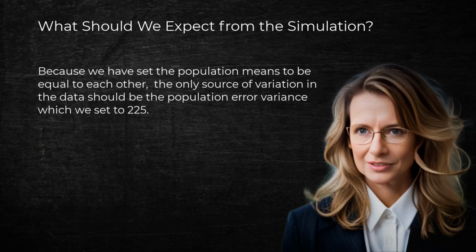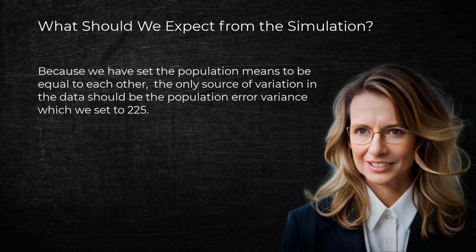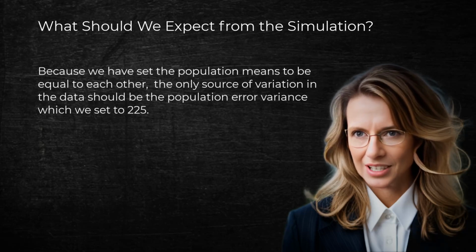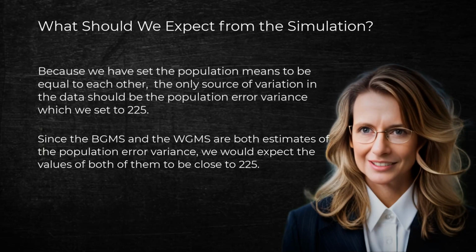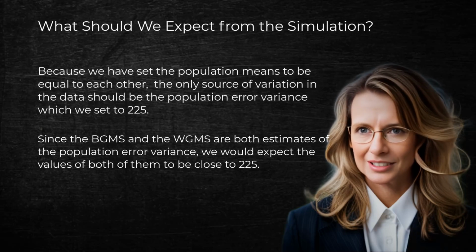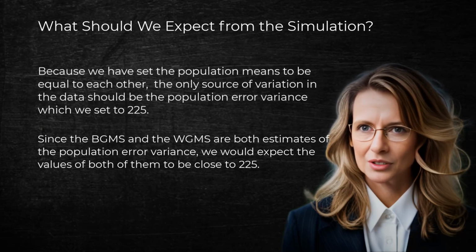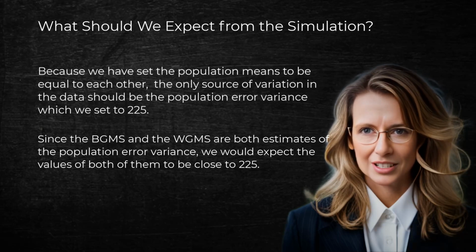Because we have set the population means to be equal to each other, the only source of variation remaining in the data is the population error variance, which we set to be 225. Since the between groups mean squares and the within group mean squares are both estimates of the population error variance when the group means are equal, we would expect the value of both of them to be close to 225.